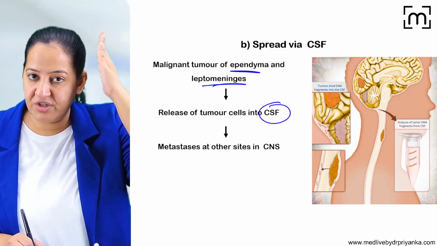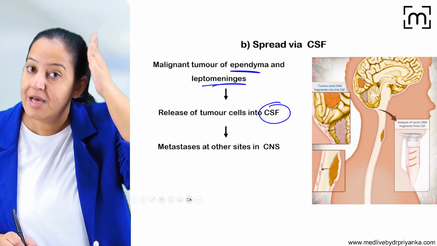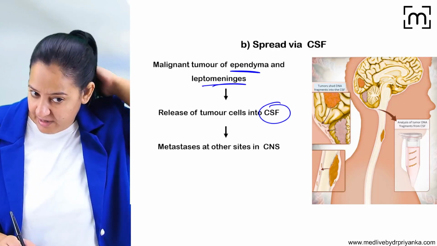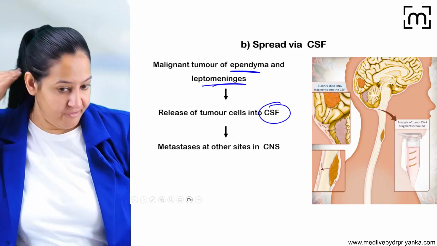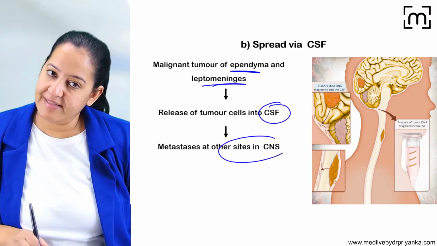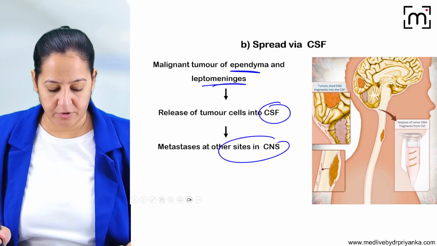So for example, the patient is having a tumor over here in the meninges. Tumor cells are shed into the CSF and via CSF, they are carried away to the other side and secondary tumors are formed anywhere else in the central nervous system, brain and spinal cord. You got my point?